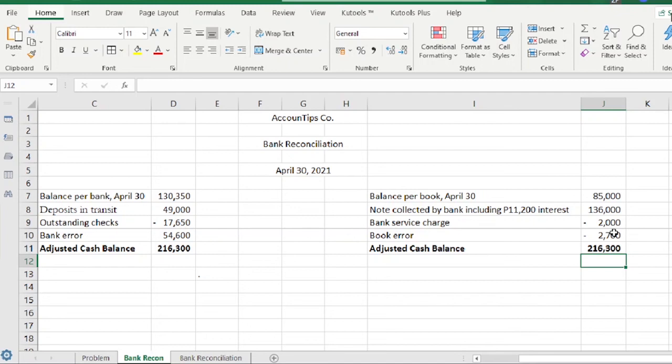Now that we have computed for the adjusted cash balance per book, which amounts to 216,300, that also agrees with the adjusted cash balance per bank, we can now answer the question in the problem. In answering the question in the problem, the adjusted cash balance for April 30 is 216,300. A sample bank reconciliation statement pertaining to this problem would be presented right here.